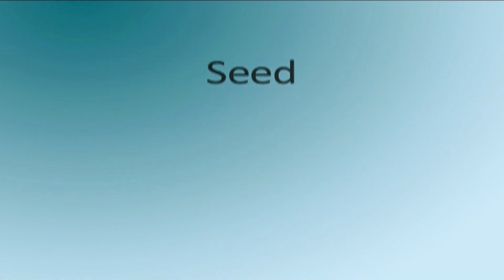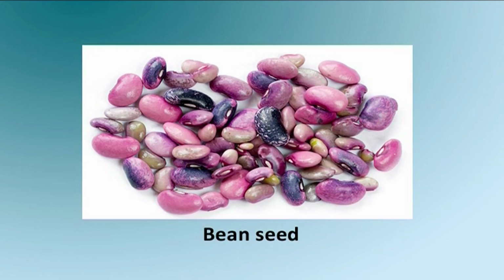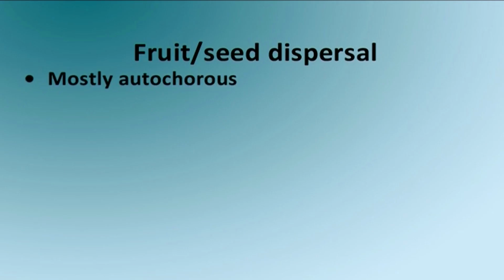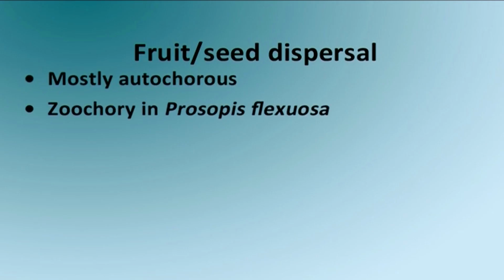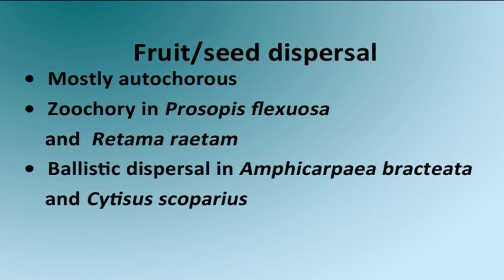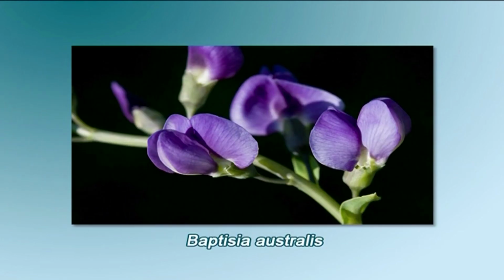Seed: it's non-endospermic, dicotyledonous and shaped like a kidney. Now the dispersal of these propagules is mostly autochorous, zoochorous in Prosopis flexuosa and Erythrina, ballistic dispersal in Amphicarpaea bracteata and Cytisus scoparius, anemochory in Baptisia species.